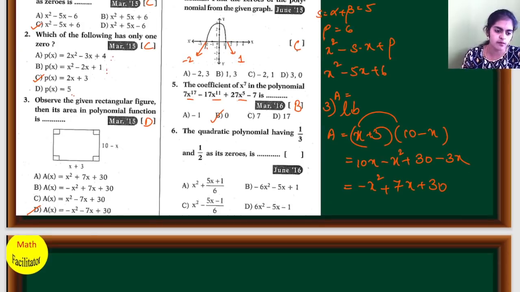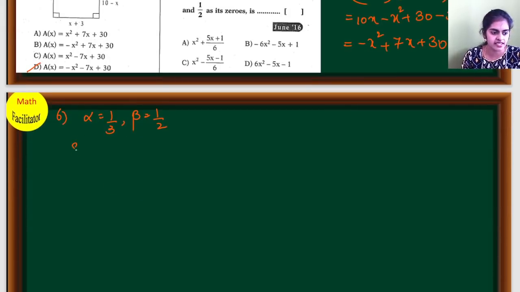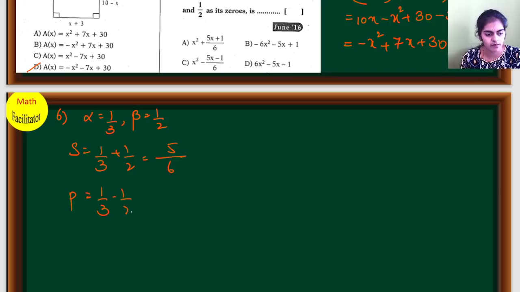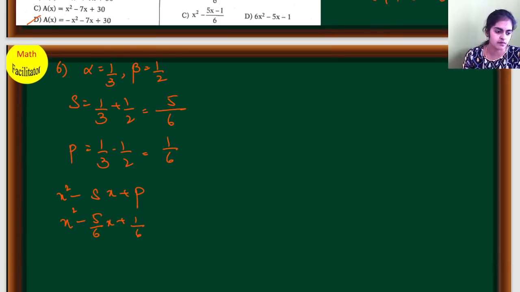Quadratic polynomial having 1 by 3 and 1 by 2 as its zeros. So let me find the sum of the zeros: 1 by 3 plus 1 by 2. So it is 5 by 6. Product is 1 by 3 into 1 by 2, so you have it as 1 by 6. So the polynomial is x square minus sum of zeros into x plus product. So x square minus 5 by 6 x plus 1 by 6. If you want, you can take LCM here, otherwise you can take it this way also. 6x square minus 5x plus 1.